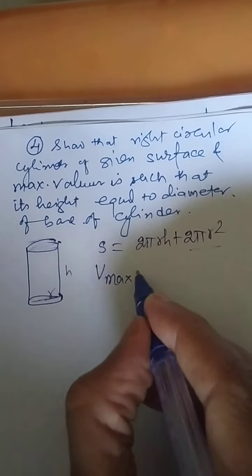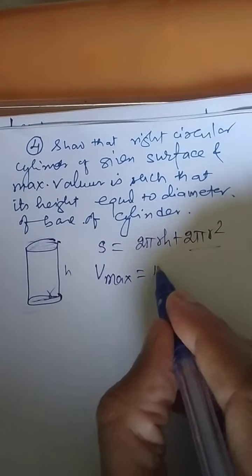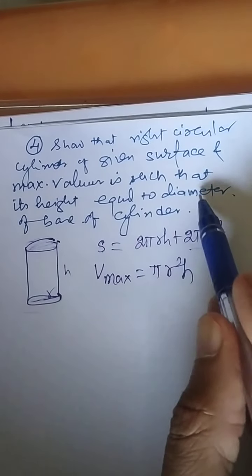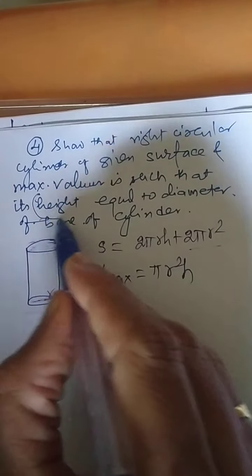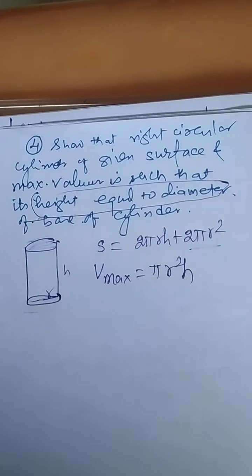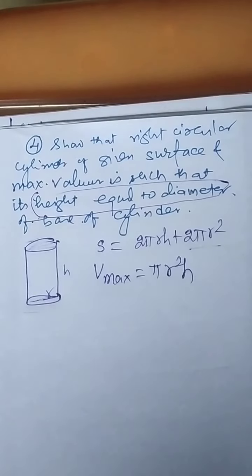Volume is to be maximized. So what is the volume of this? It will be pi R square H, such that height equals the diameter. This is not to be considered. Height will be equal to the diameter. Finally you should get that height and diameter are the same.